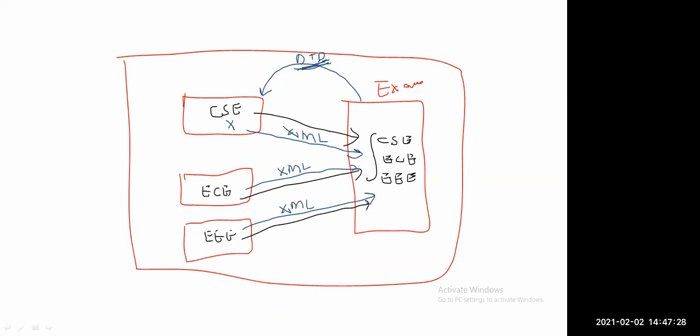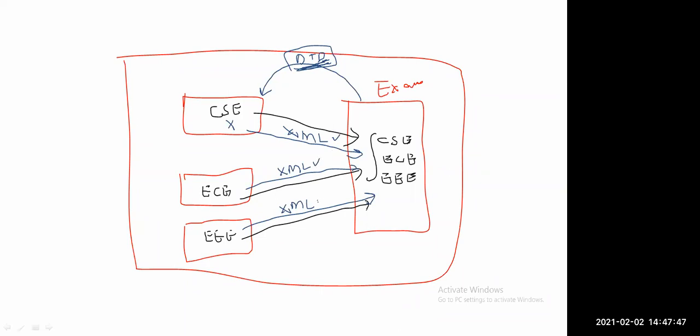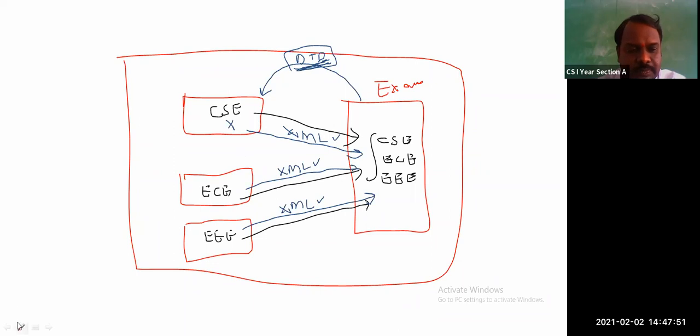This XML follows DTD rules. They will prepare an XML document based on these DTD rules, then send it to the exam branch. Does the exam branch blindly believe their XML data? No, they won't believe it.